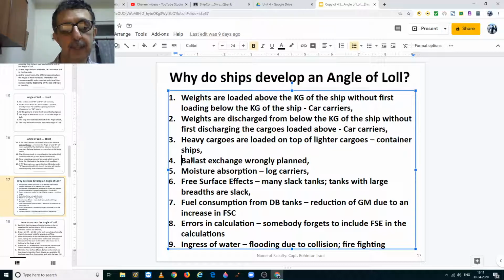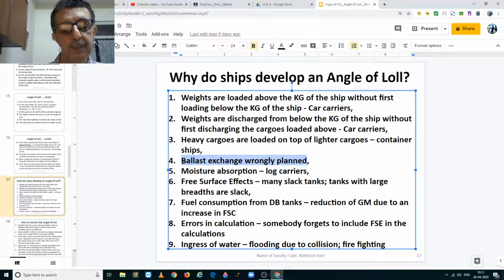The next case, which can happen on any ship, is when ballast exchange is wrongly planned. We all know in our present maritime scenario that ballast exchanges have to take place when the ship is in mid-ocean, when she is 200 miles from land and in a depth of 2000 meters or more, to keep the unwanted marine growth away from the coast.